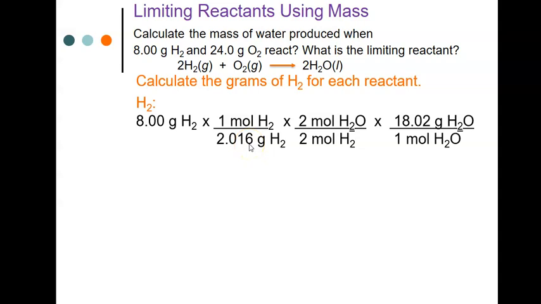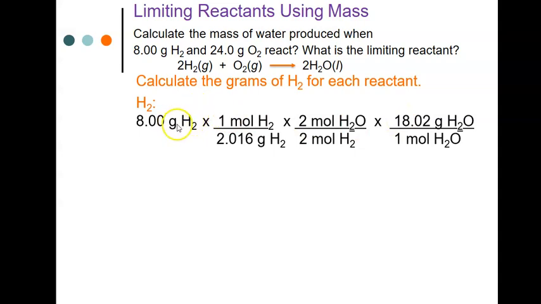Remember, hydrogen is diatomic, 1.008, so that will give us 2.016 times 2. That will give us the mass of hydrogen, which is 2.016 grams. So this section here is your grams. Remember, this is grams to grams. We are using grams now to determine our limiting reactant.